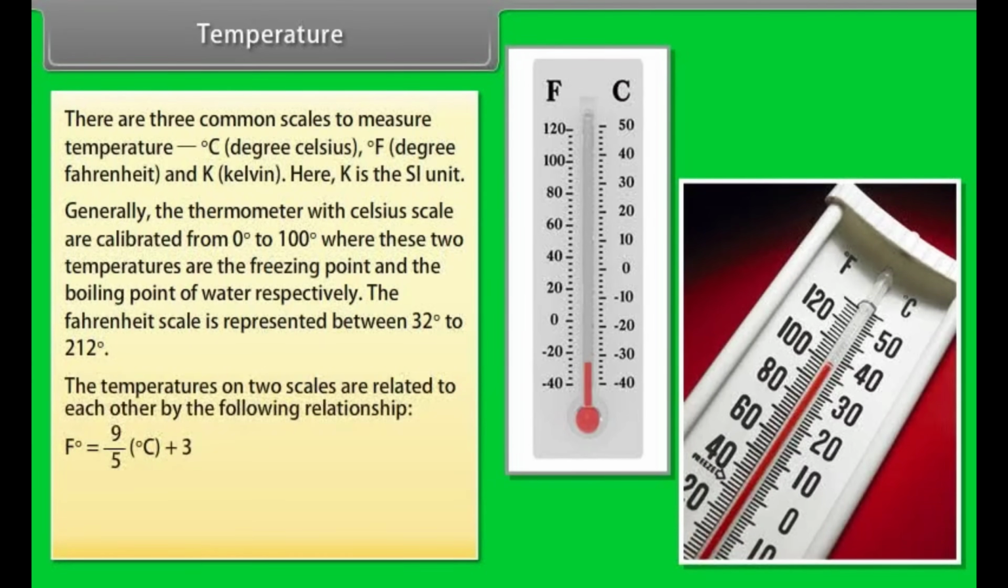The temperatures on 2 scales are related to each other by the following relationship. Degree Fahrenheit is equal to 9/5 degrees Celsius plus 32. The Kelvin scale is related to Celsius scale as follows. Kelvin is equal to degree Celsius plus 273.15.